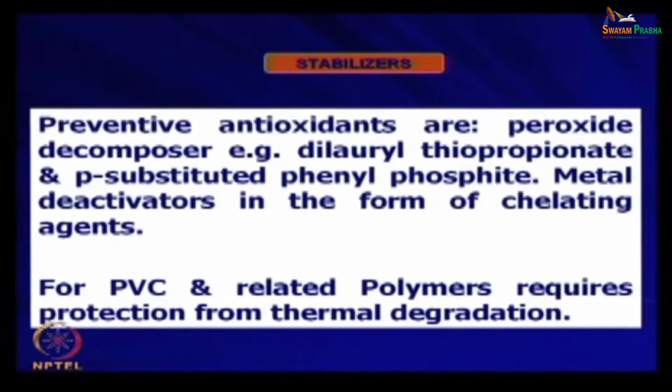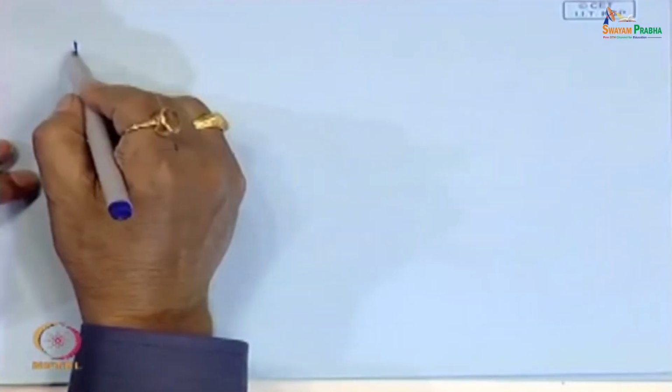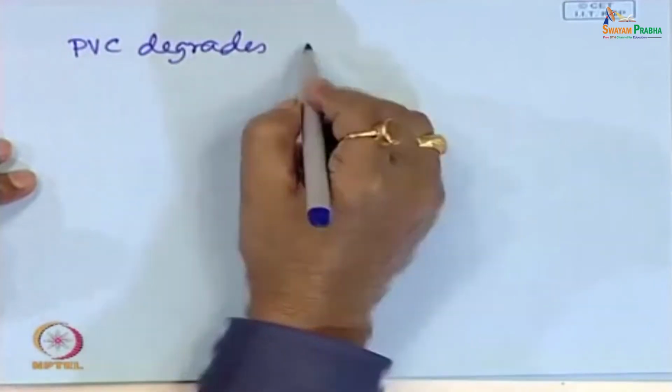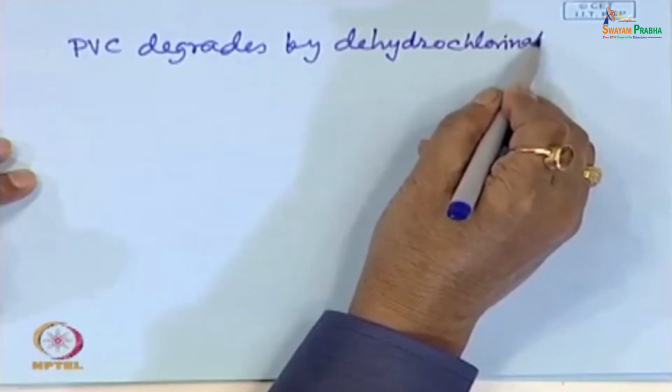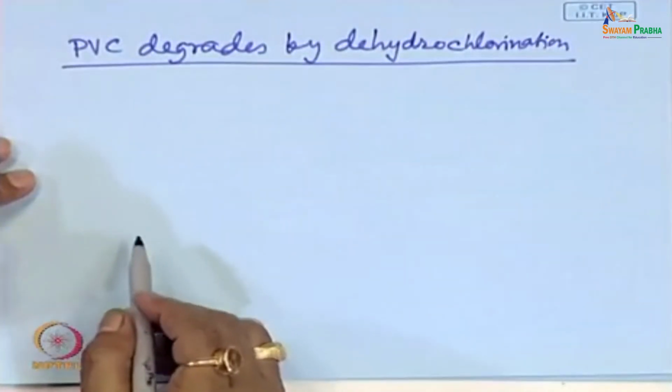Acha. PVC, now in rigid PVC technology, there is no plasticizer. I told you PVC is a hard and horny polymer. How to fabricate a product? It is to be melted, but before melting it decomposes. What is the decomposition product of PVC? Do you know, can anybody tell? HCl. That means PVC degrades by dehydrochlorination.